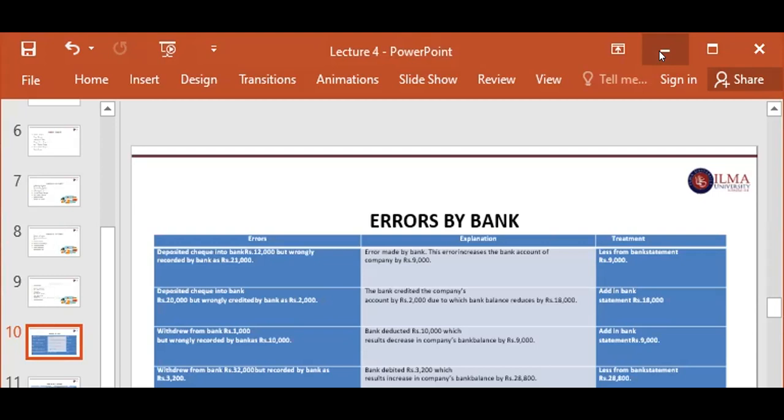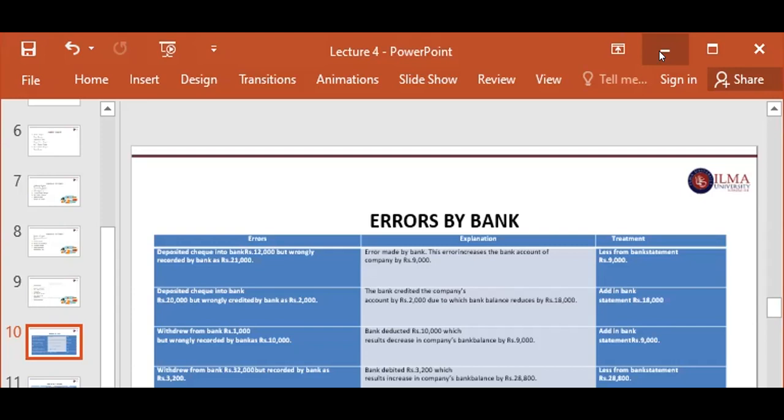The next one is a check deposited into the bank for rupees 20,000 that was wrongly credited by the bank as rupees 2,000. The bank credited the company's account by 2,000, due to which the bank balance reduces by 18,000. This error should be treated as add in bank statement rupees 18,000.